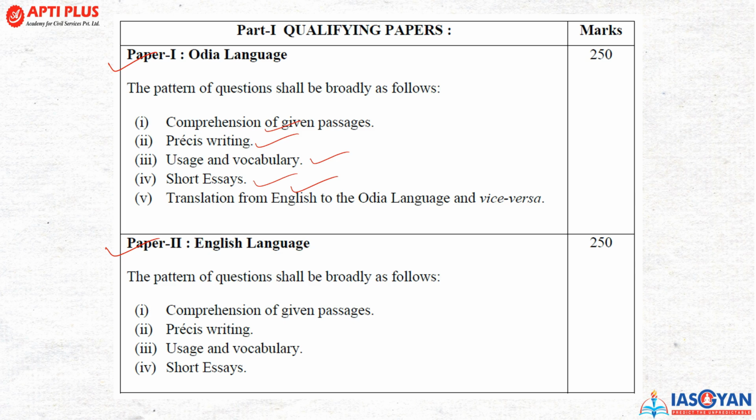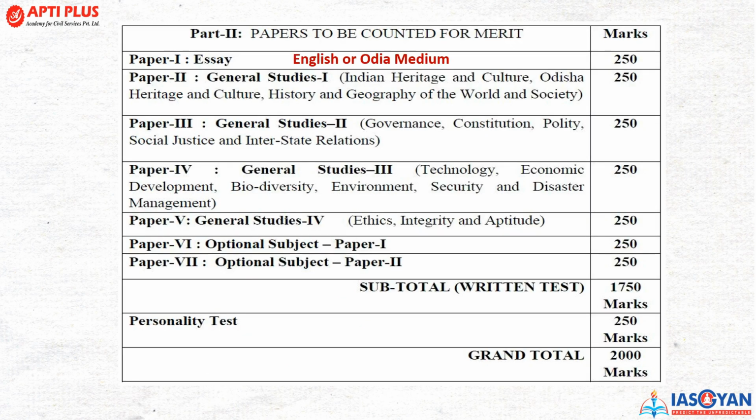Now there is the second paper, that is paper 2 for Indian language. The pattern of the paper will follow comprehension of the passage, précis writing, uses and vocabulary, and the short essay. These two papers comprise 250 marks. The point to be noted, earlier this was for 300 marks. Now the change has been brought in for 250 marks.